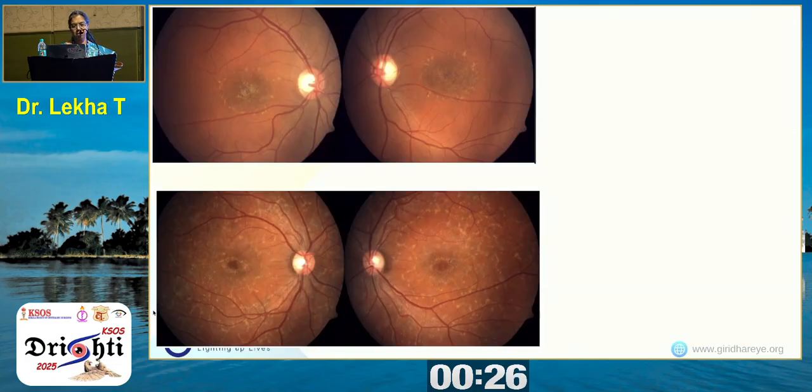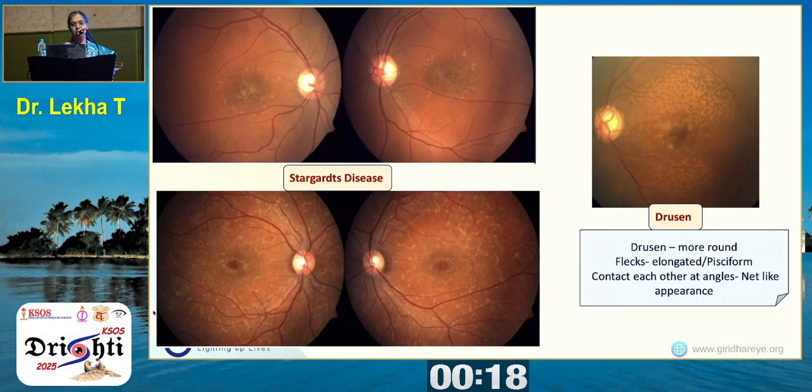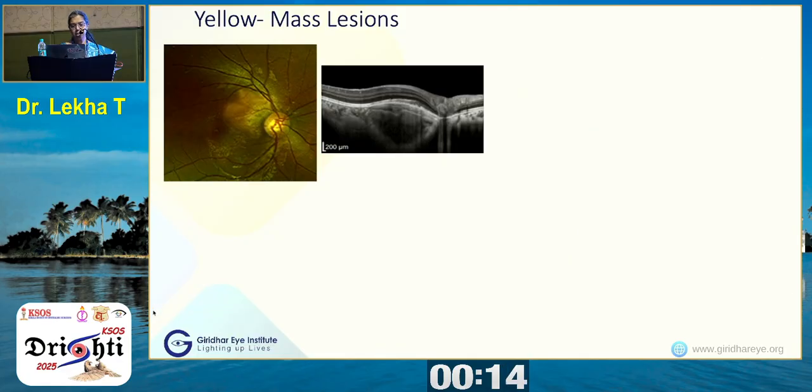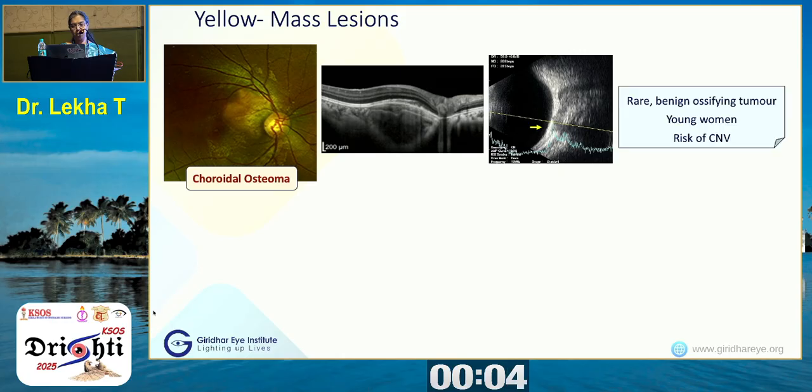This again, as we can see, is the typical flecks, either in the perifoveal area or more extensive, suggestive of Stargardt's, but we should try to differentiate them from drusen. Drusen are more round, whereas the flecks are more elongated or pisciform. Mass lesions can also be seen, as in this case, seen on the OCT with a kind of lamellar pattern, but ultrasound showed a hyperechoic lesion with shadowing, which was due to choroidal osteoma.